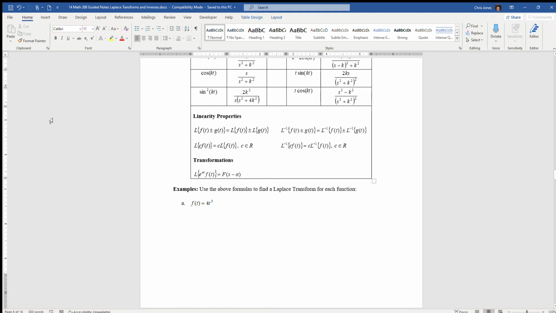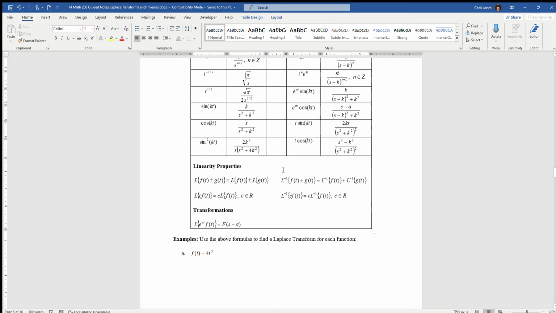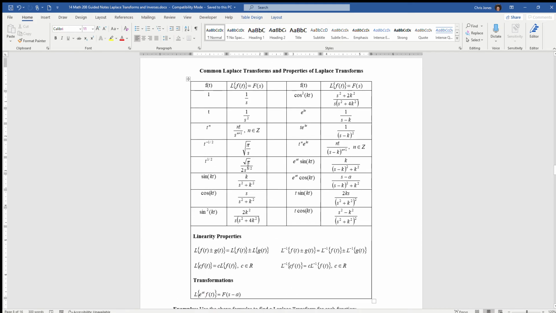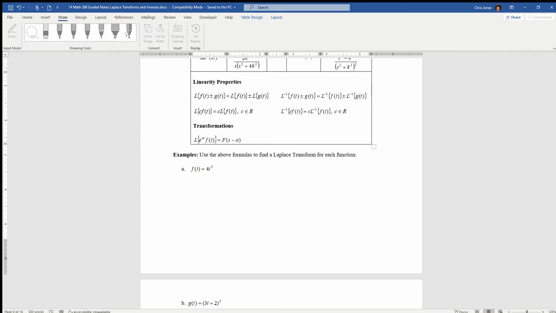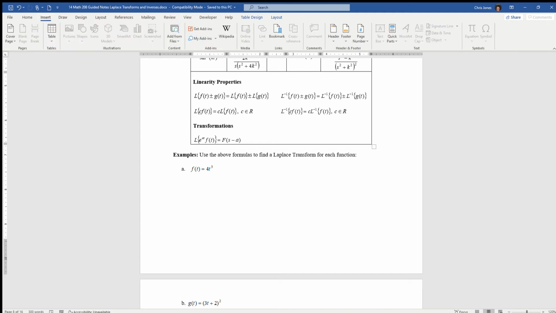So in this video, we're going to look at how to find the Laplace transforms using the table. It's probably going to be helpful if you print this table out and have it next to you, so that way you can follow along with the rules that I'm going to utilize. Let's start off with a really basic example of how to find a Laplace transform using a table. We want to find the Laplace transform of 4t to the third.